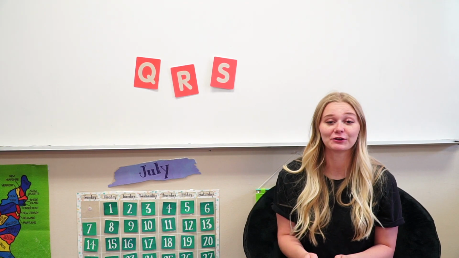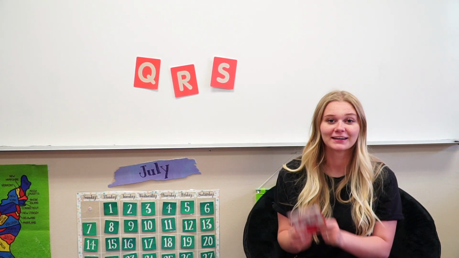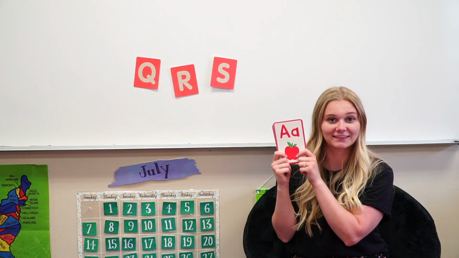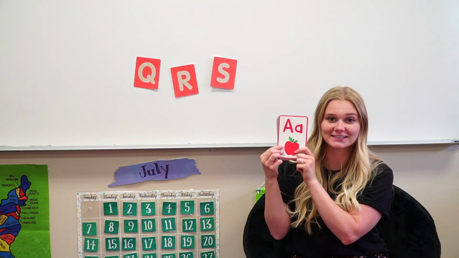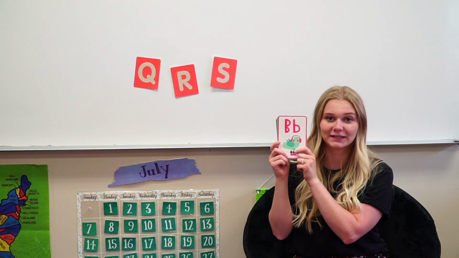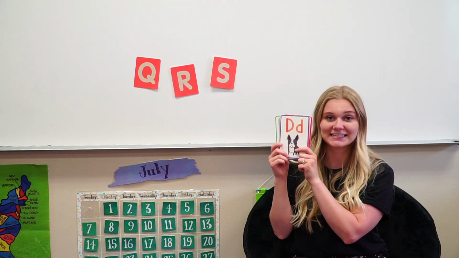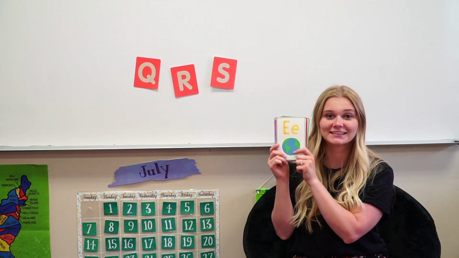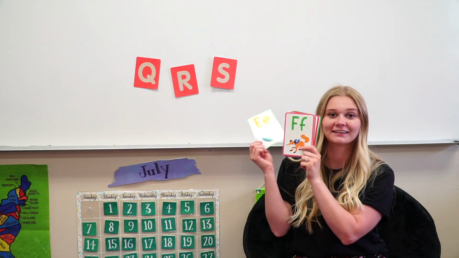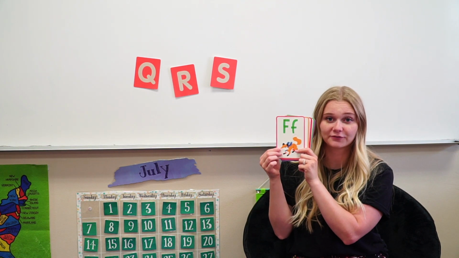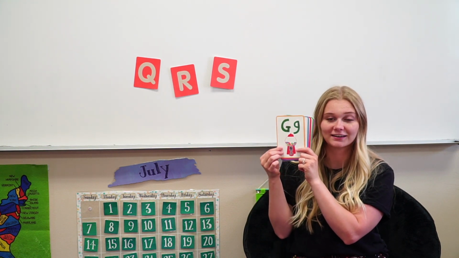Let's start by reviewing all the letters we've learned so far. Can you say the letter and the sound with me? A says A and A. B says B. C says K. D says D. E says E and E. F says F. G says G.